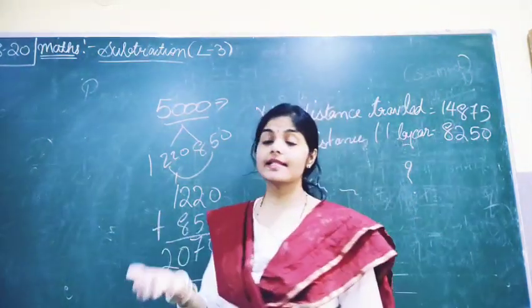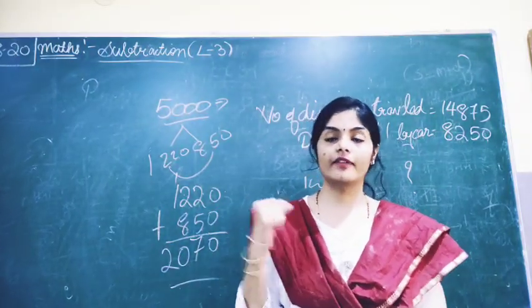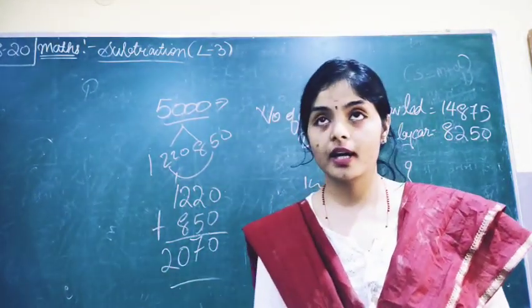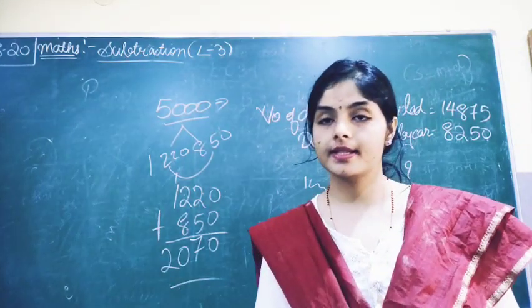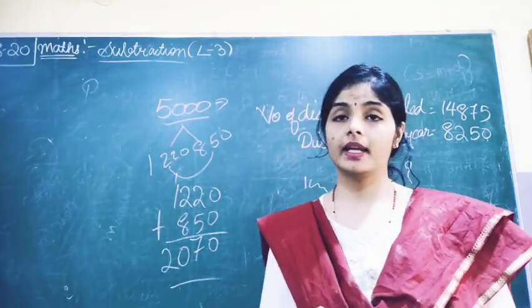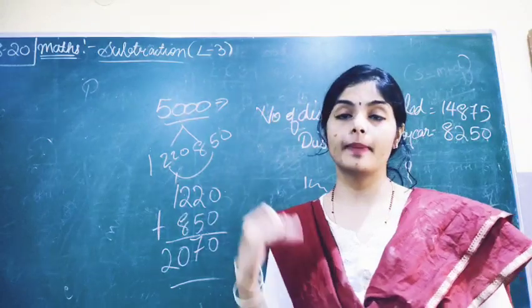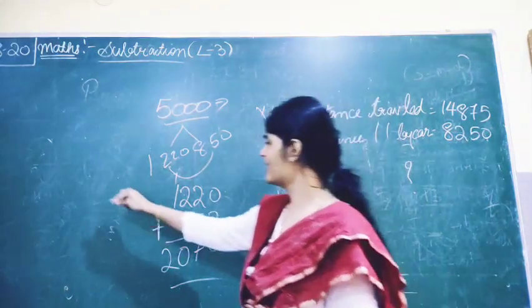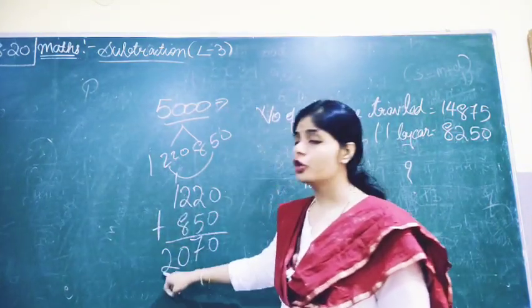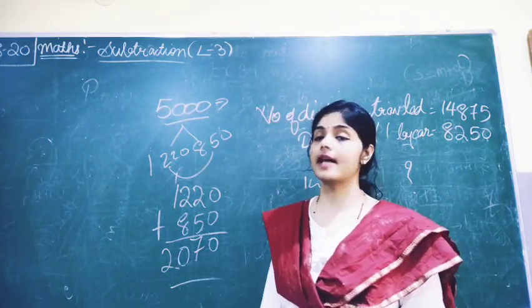So how much is remaining in hand? Now, for example, you have 10 rupees. You used 3 rupees plus 2 rupees. How much is remaining? You will add 3 plus 2, and subtract that number from the given number. The same way, you have 5,000 rupees and you have used 2,070 rupees.